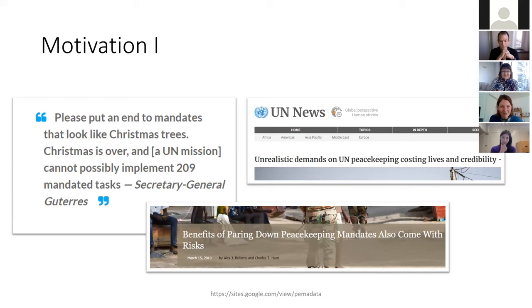On the other hand, there are also arguments in favor of Christmas tree mandates, or at least not against Christmas tree mandates. Some scholars argue, for instance, that paring down peacekeeping mandates, so streamlining them and reducing the number of tasks in peacekeeping mandates, comes with a risk for peacekeepers, namely the risk of losing flexibility in their theater of operation, the flexibility of picking and choosing the tasks they deem most appropriate in a given situation.